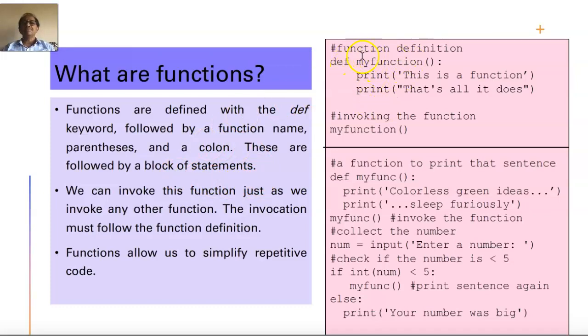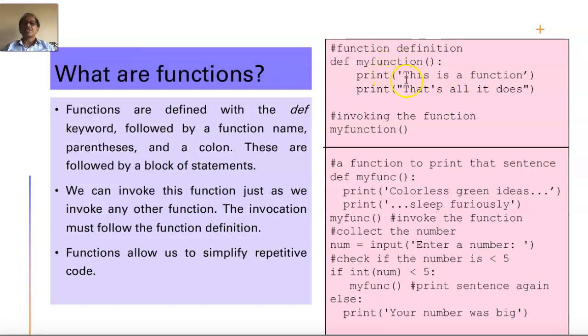Here is an example. Def is the keyword, my function is the function name, followed by parentheses, then a colon. This is followed by a block of statements. The two statements given are print statements. Print, this is a function. Print, that's all it does. These 3 lines are the function called my function, which we have defined.